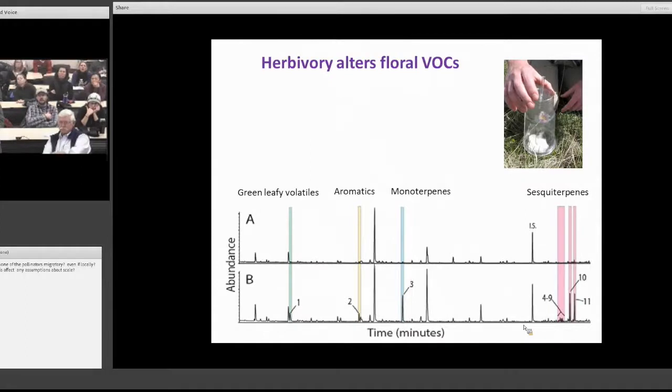Most studies have looked at the leaves. I see.